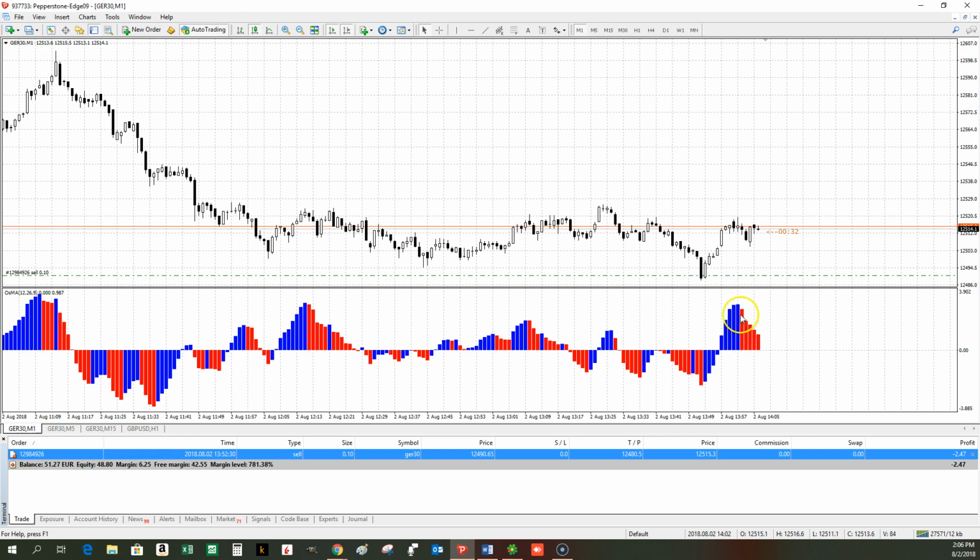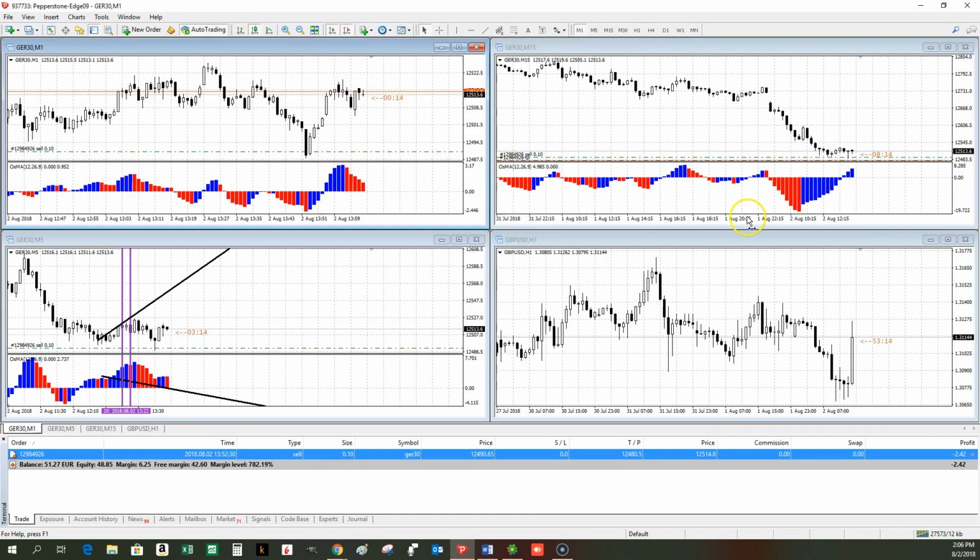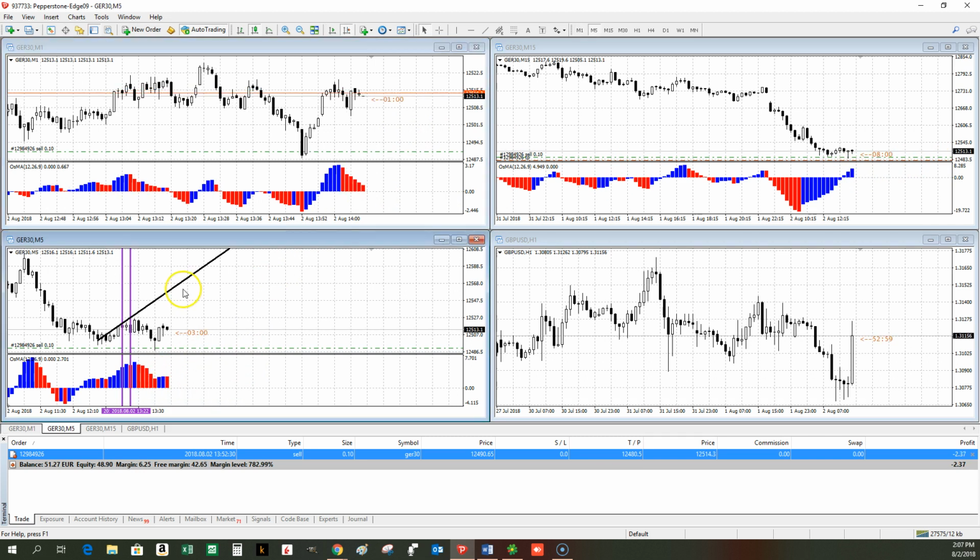Okay, so now, as you can see, we are stuck with the Germany. And let's see what's going on. It's still blue on the DAX on 5 minutes. Okay.